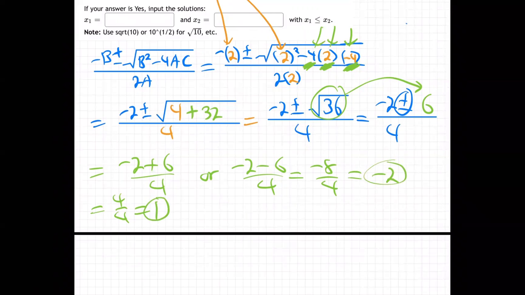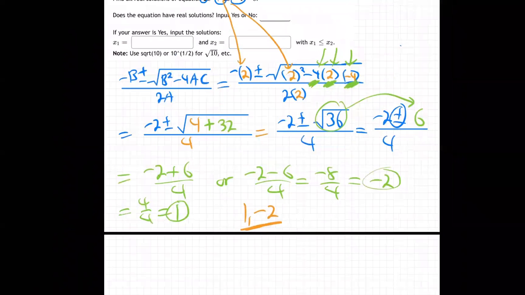So the overall answer to the question: I want you to put a comma between them like that. No parentheses. It's not graphing. It's not a graphing point. It's just those two answers. You can put them in either order. You can put the negative 2 first and then the 1. It doesn't really matter. Those are the two answers with a comma in between them.